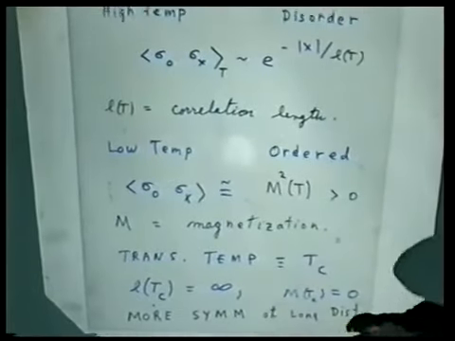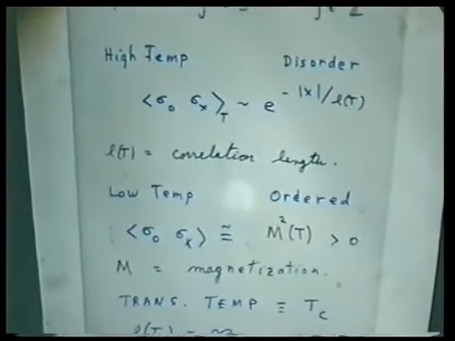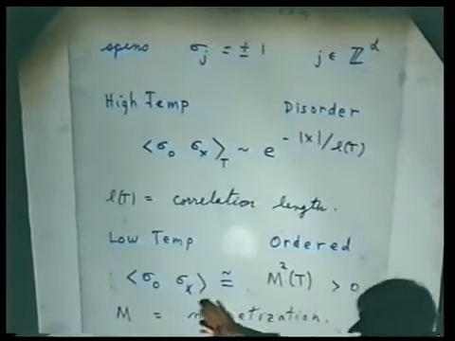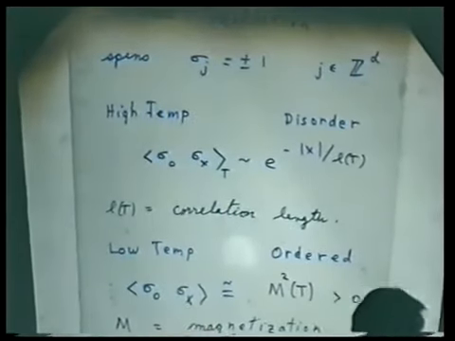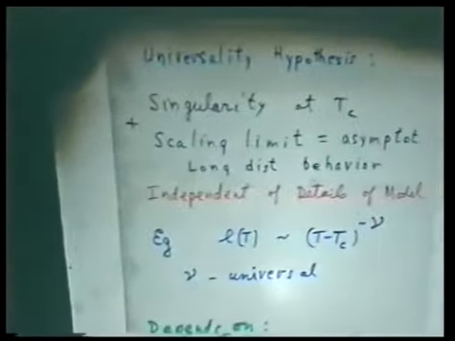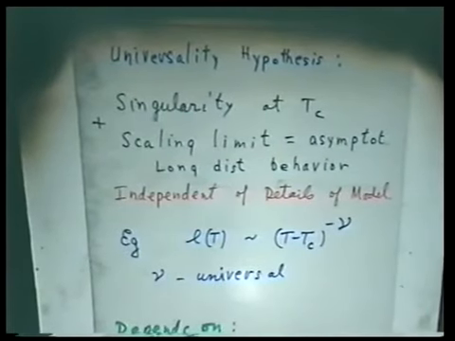You can have little islands where they turn around, but at very low temperatures this is nearly 1, which is the maximum this thing can take, basically. So now here's the universality hypothesis. This is explained in a very general way. We'll get more concrete in a moment.